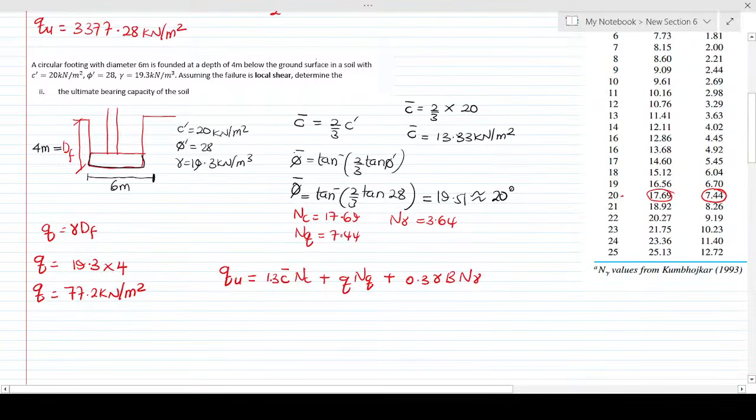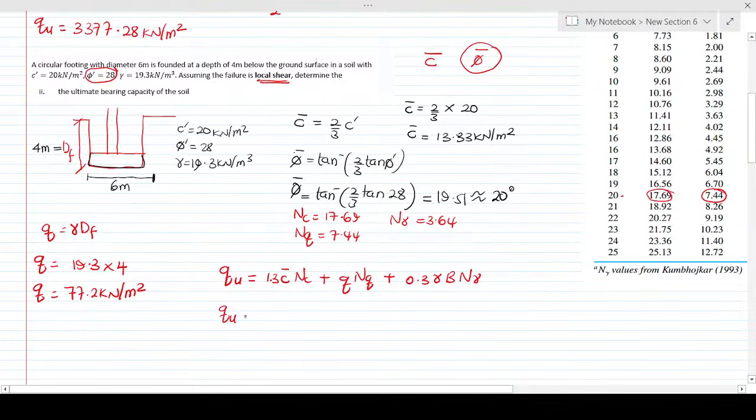Now, the reason why we didn't use this phi to find the bearing capacity factors is because the question is of local shear. And in local shear we work with C bar and phi bar. So we need to find phi bar and use the phi bar to find the bearing capacity parameters. So that's what we did.